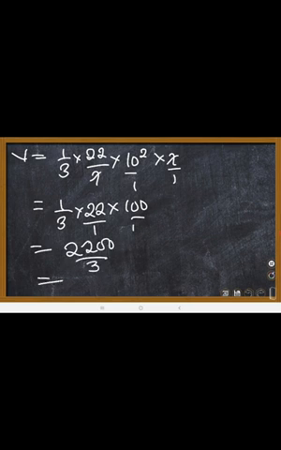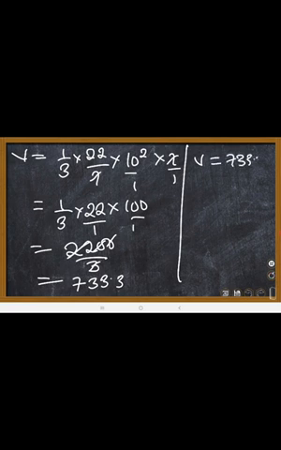By dividing 2200 by 3, 3 into 22 we have 7, 3 into 10 we have 3, 3 into 10 we have 3, so this is 733.3. So the volume, therefore, is 733.3 centimeter cube.